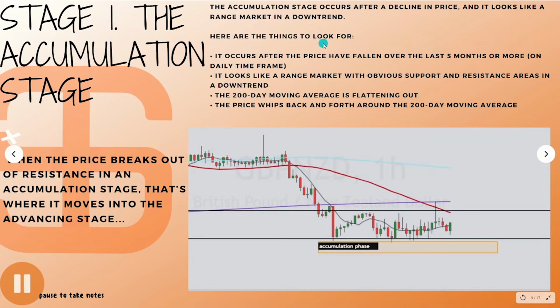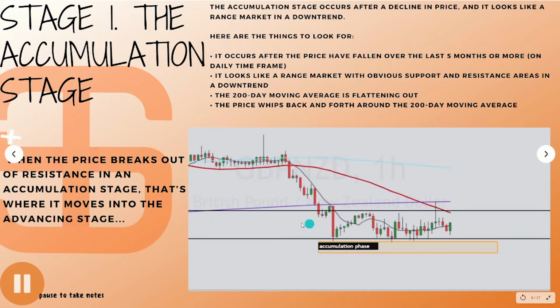Here are the things that you should look for. It occurs after price has fallen over the last 5 months or so, and it doesn't necessarily even have to be a time frame. It can be on any time frame where it does this. It looks like a range market with obvious support and resistance areas in a downtrend. The 200-day moving average usually will flatten out, as you can see up here, this blue line, and price whips back and forth on this level right here. So as you can see, this is our accumulation phase.